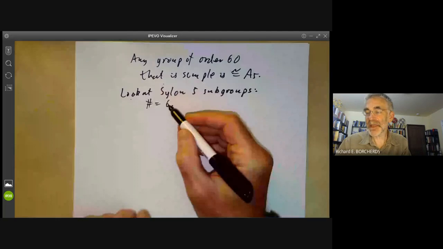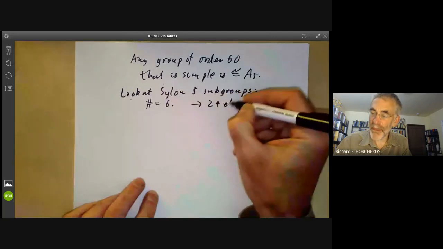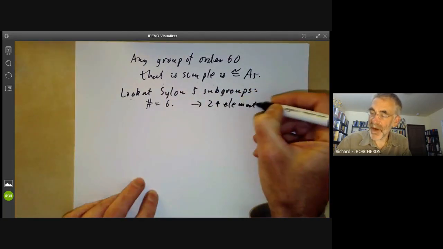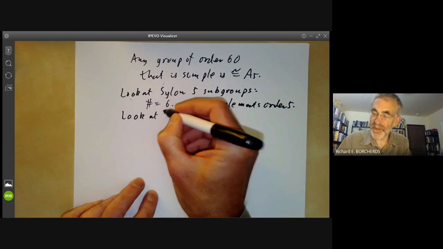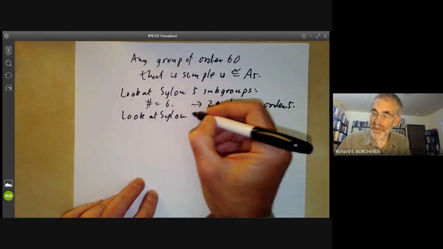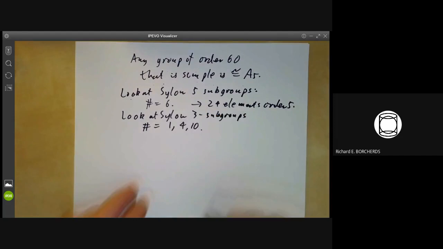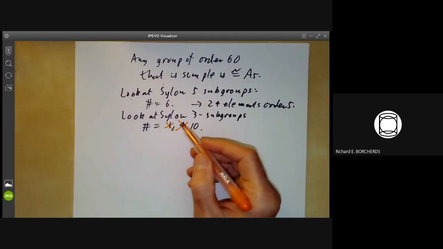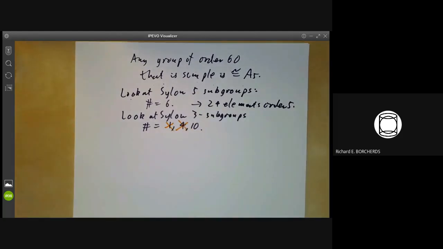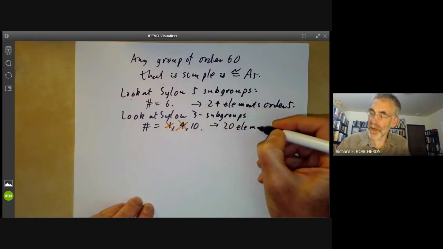And each of these contains 4 elements of order 5, and they must all be disjoint. So this gives us 24 elements of order 5. We do the same for Sylow 3-subgroups. So the number must be 1, 4, or 10 because it divides 20. And it can't be 1 because that subgroup would be normal. And it can't be 4 because that would give us a homomorphism to the permutations of 4 elements, and the kernel of that would be a normal subgroup. So there must be 10 Sylow 3-subgroups. And as before, this gives us 20 elements of order 3.